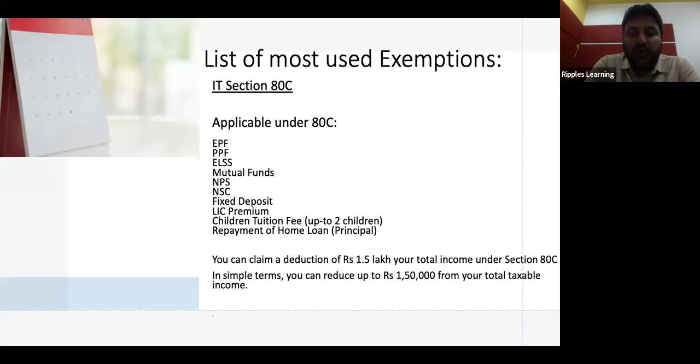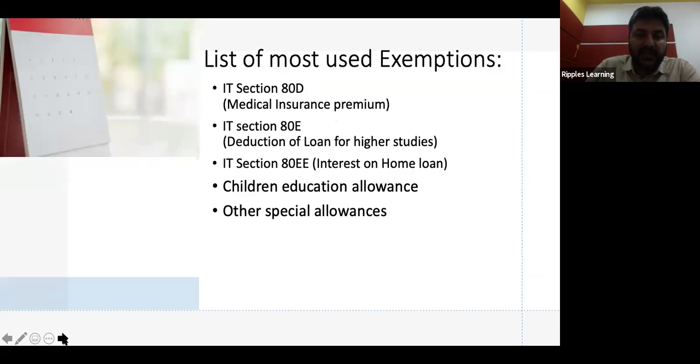You have mutual funds, national pension fund, national savings certificate, fixed deposit, LIC premium, children's tuition fee, whether it's school or college, up to 2 children, and repayment of home loan, the principal component of it. All this put together, 1,50,000 tax exemption can be claimed under 80C, right?